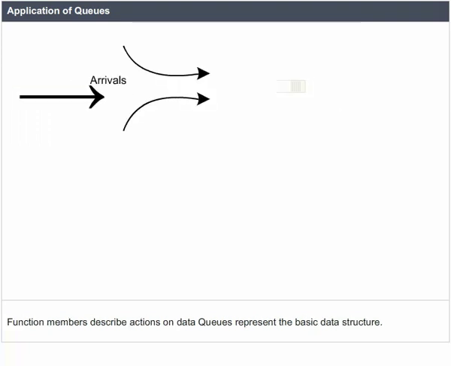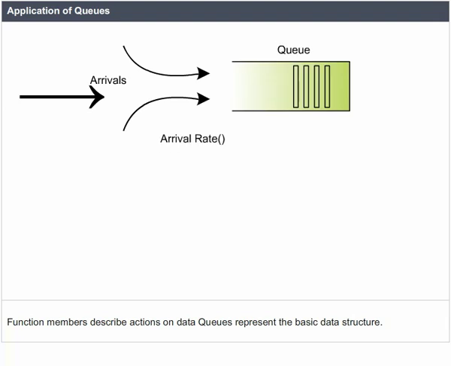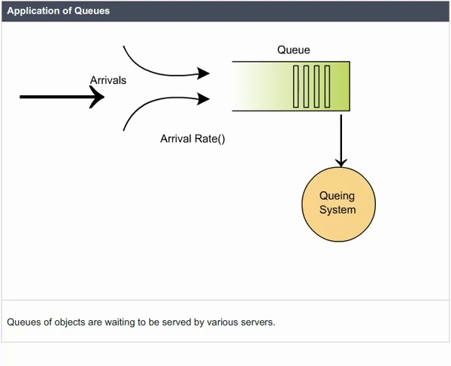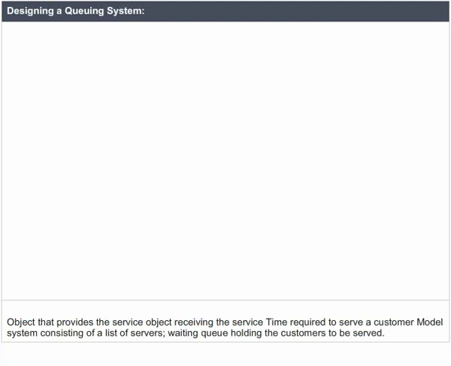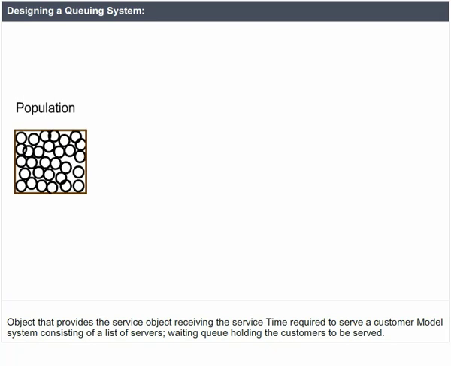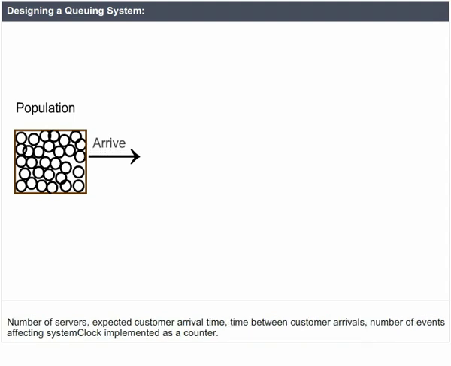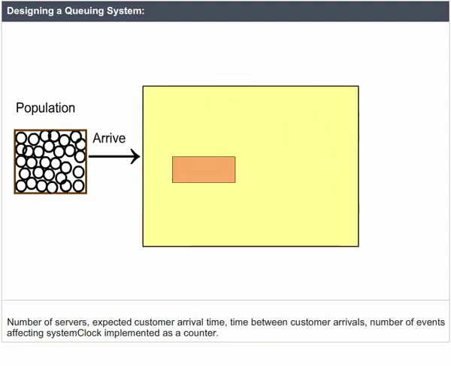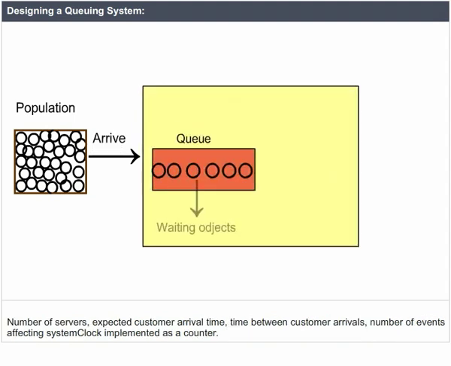Queues represent the basic data structure. Queues of objects are waiting to be served by various servers. The system consists of servers and queues of objects waiting to be served. The object that provides the service, the object receiving the service, the time required to serve a customer. The model system consists of a list of servers, a waiting queue holding the customers to be served, the number of servers, the expected customer arrival time, the time between customer arrivals, and the number of events affecting the system.